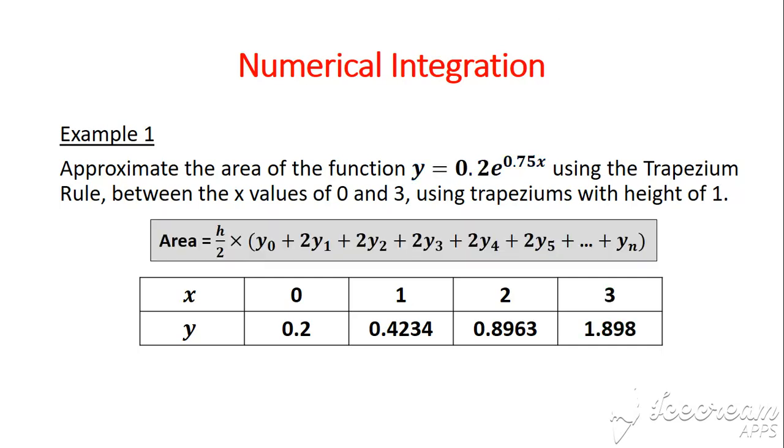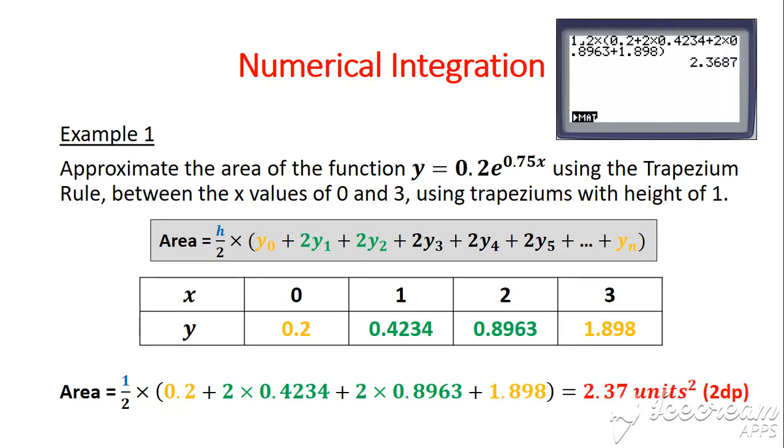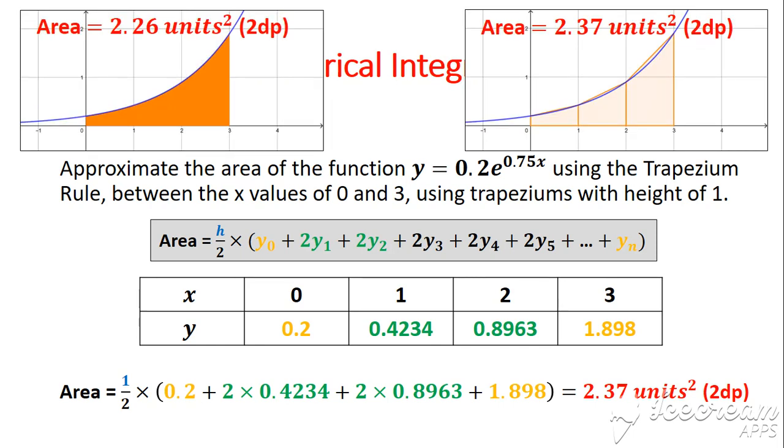Right, now let's use the area rule with the trapezium. So we're going to go 1/2. H is 1 because a height of 1. Times our first y value we're not going to do anything with, our second y value we're going to double, our third y value we're going to double, and our last y value we're going to leave it alone. So when I calculate that, that gives me an area of about 2.37 square units, which when we go back and compare to the actual true value by doing actual integration, it's a pretty good approximation.